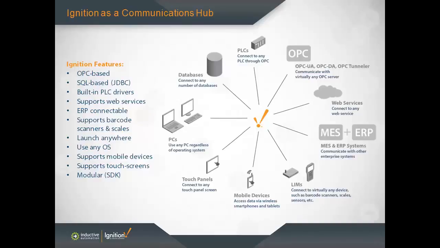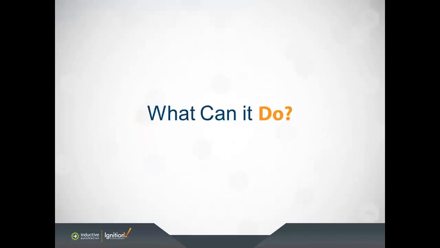So Ignition can connect to other MES and ERP systems. It can also connect to LIMS and devices, such as barcode scanners, scales, sensors, and special laboratory equipment that companies use. Once you build the application, it's very easy to get the application to people's hands. With Ignition you can open up the runtime or the client on any PC, regardless of the operating system, on touch panels, as well as mobile devices.